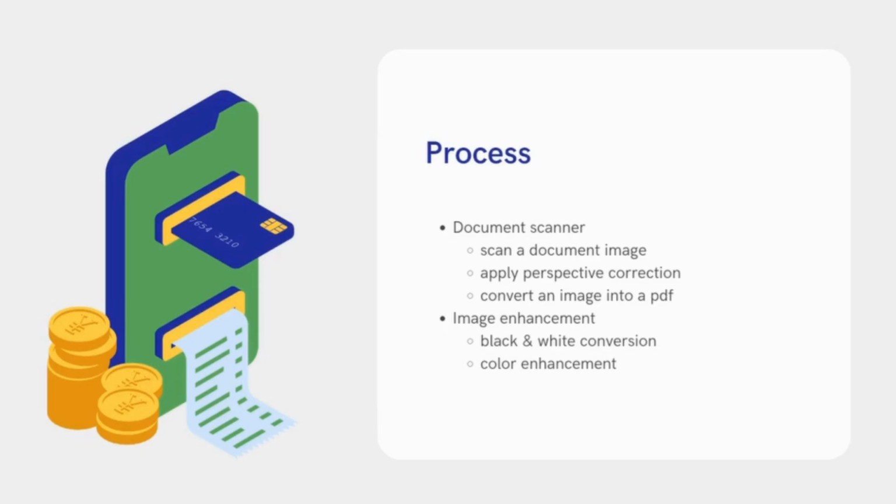The black and white conversion can be used to change your document to be black and white. This is useful to remove a shadow from your document. And the color enhancement can make your document to be more yellow. This is to make your eye to be able to concentrate on the document for a longer time.